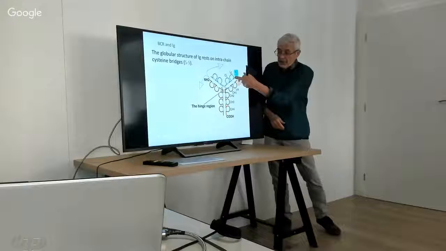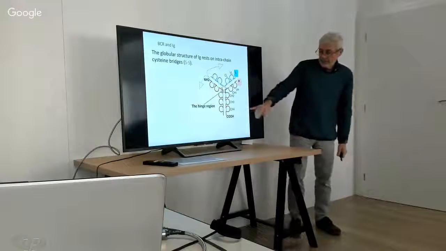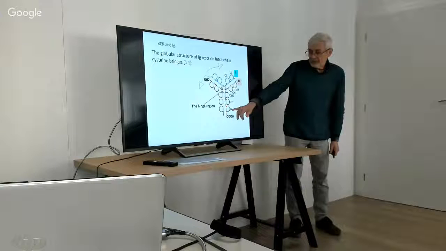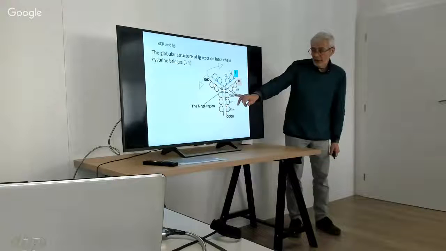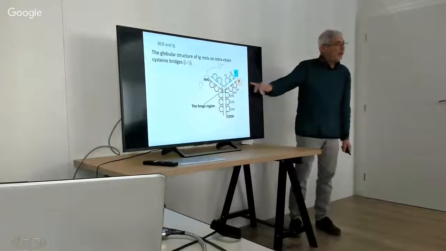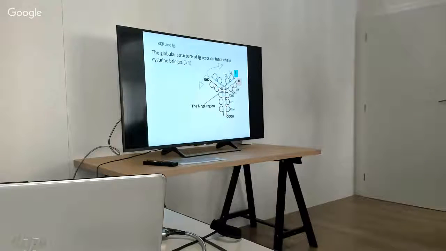Here we have the variable part. In blue is called light chain. In red, the heavy chain. And these are called the constant domain 4, constant domain number 3, constant domain of the heavy chain number 2, constant domain of the heavy chain 1, and the variable domain where the sequence of amino acids changes because of the ability to bind different kinds of antigen.